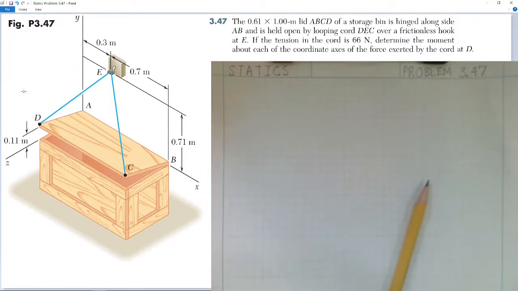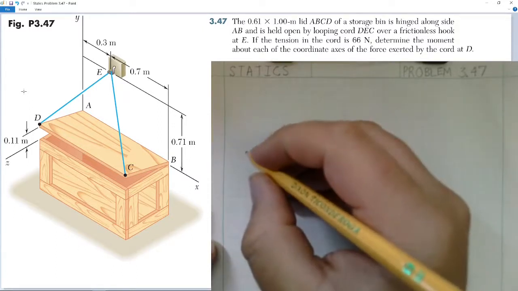So problem 47 says the 0.61 by 1 meter lid ABCD of a storage bin is hinged along side AB and is held open by looping cord DEC over a frictionless hook at E. If the tension in the cord is 66 newtons, determine the moment about each of the coordinate axes of the force exerted by the cord at D.